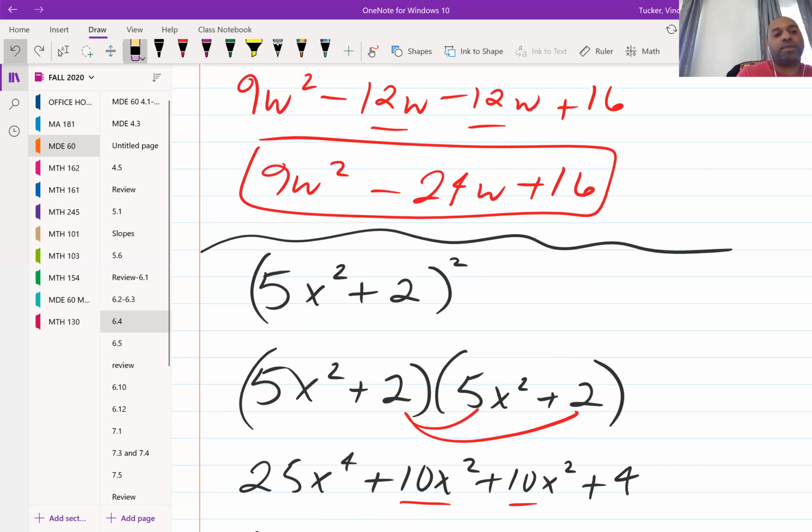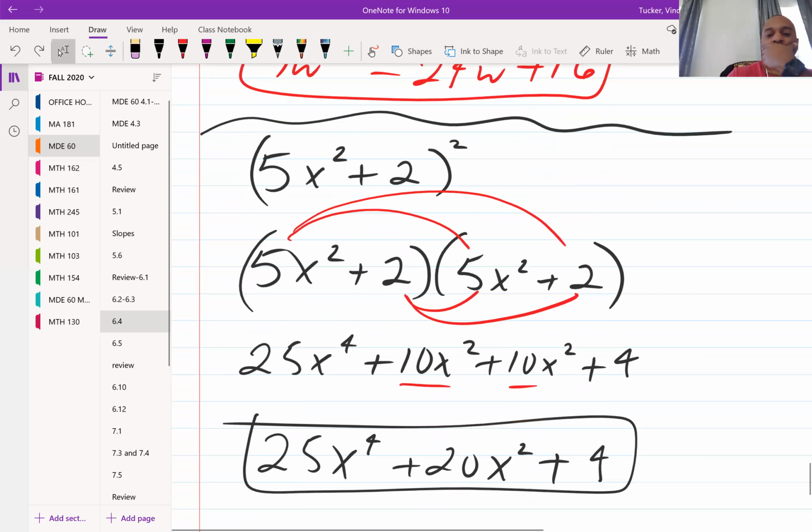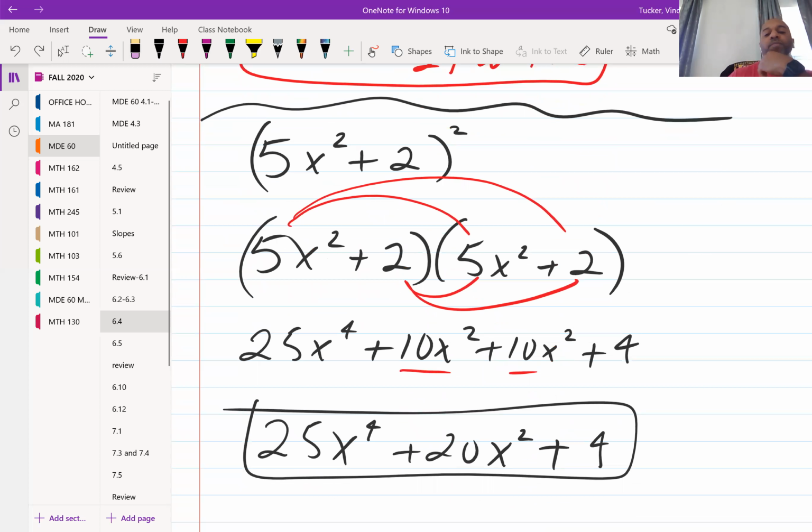Then you do your distribution. 5x squared times 5x squared is 25x to the fourth. 5x squared times 2 is 10x squared. 2 times 5x squared, 10x squared, and then 2 times 2 gives you 4. Combine your like terms in the middle. 10x squared plus 10x squared gives you 20x squared.